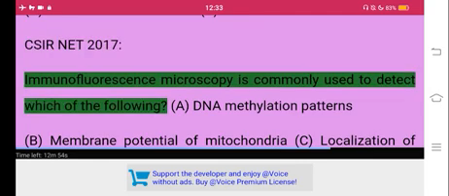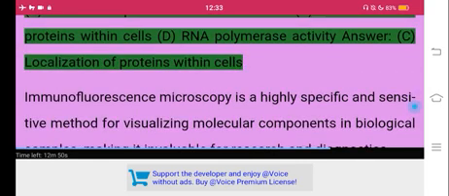CSIR NET 2017. Immunofluorescence microscopy is commonly used to detect which of the following? A. DNA methylation patterns. B. Membrane potential of mitochondria. C. Localization of proteins within cells. D. RNA polymerase activity. Answer: C. Localization of proteins within cells.